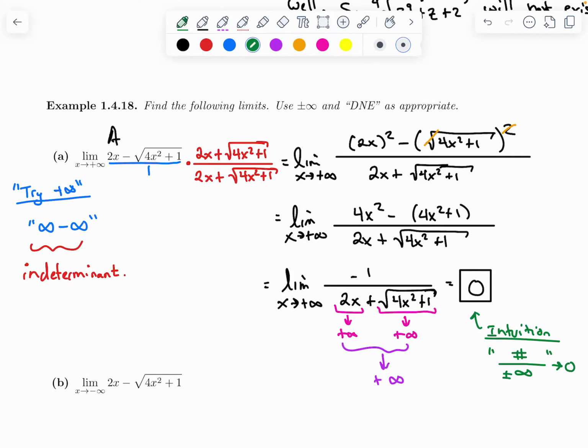Any questions on that? I'll wait for a second, because I just want to mention something about this problem. I don't know why there's an A here. There shouldn't be an A.